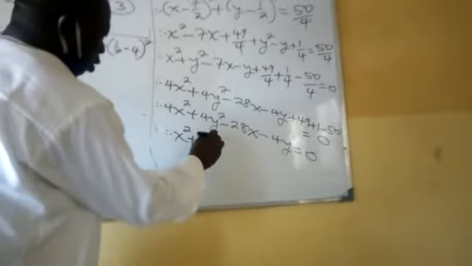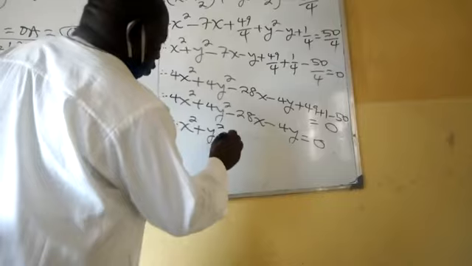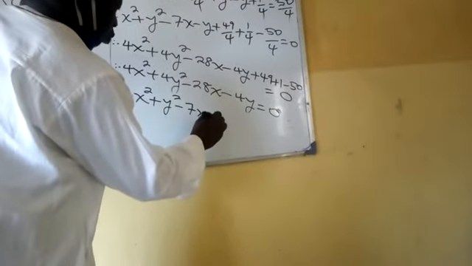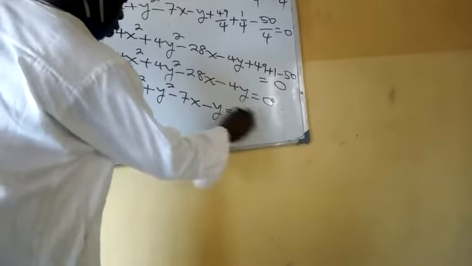I think it can be further simplified, yes. It can be further simplified by dividing through by 4. Dividing through by 4, I have x squared plus y squared minus 7x minus y is equal to 0. Always make sure your equation is in its simplest form, right? So the lowest step. That is the required equation of the circle.